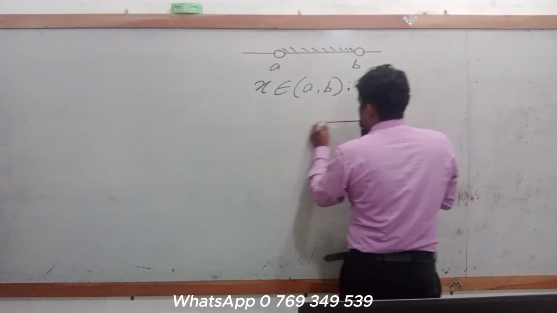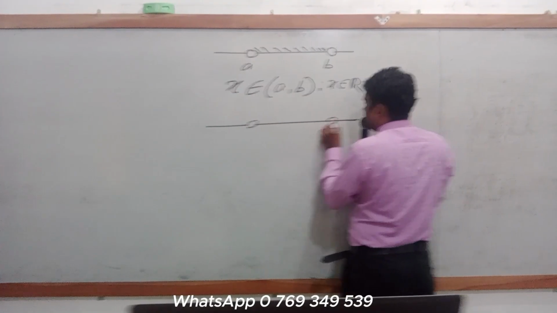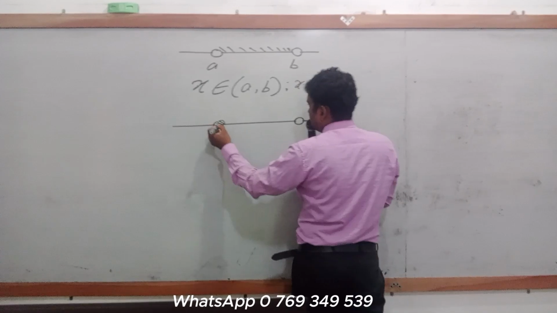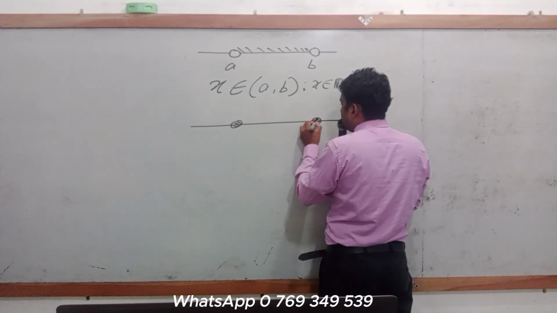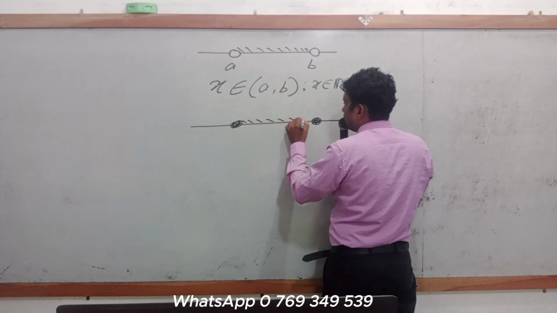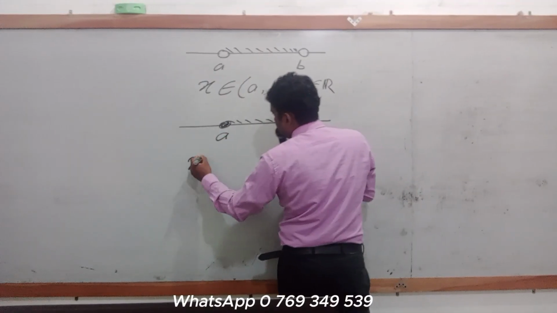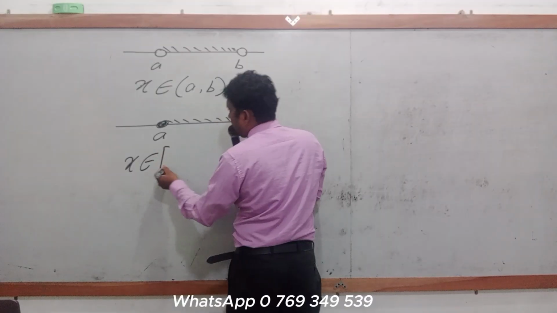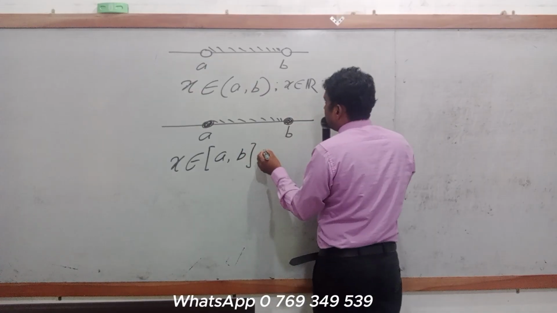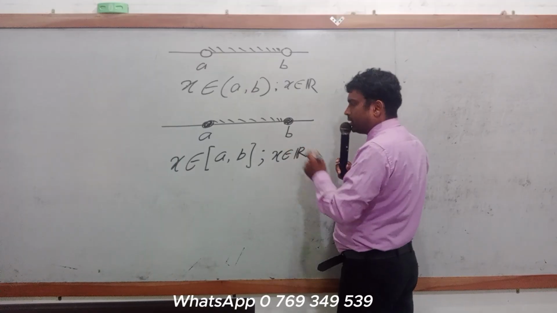Next one is the close interval, and this one is close. Close is colored, filled like this. This is A, and this is B. We can say X belongs to [A, B], with square brackets, and X belongs to R. This is the close bracket.